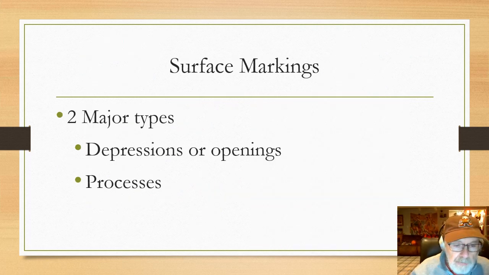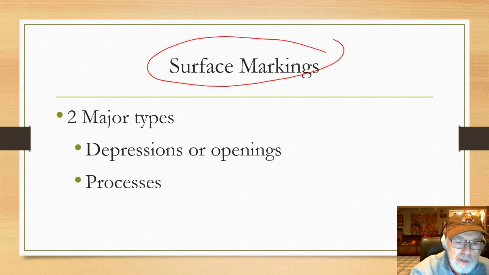Okay. Now, again, the major thing we want to talk about here are what are called surface markings. The surface markings can be one of two types. One are called depressions or openings, and they're exactly what they sound like. Either they're a hole, a crack, a trough, or something that actually is hollowed out. And we'll talk about each of those. I'll give you some examples of each of those. So these are innies.